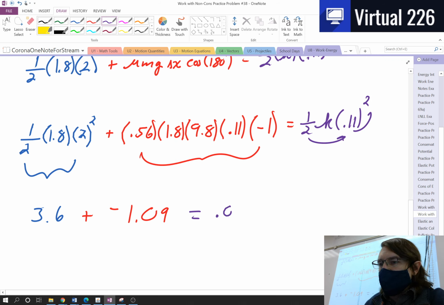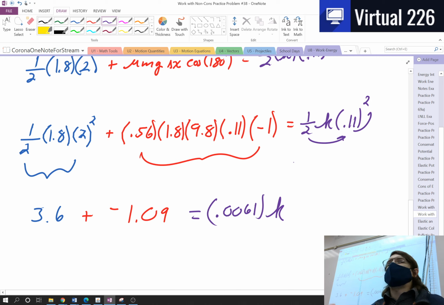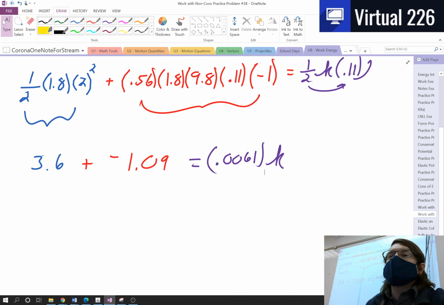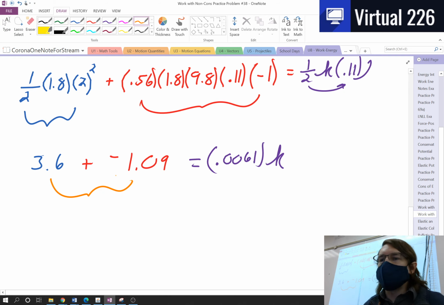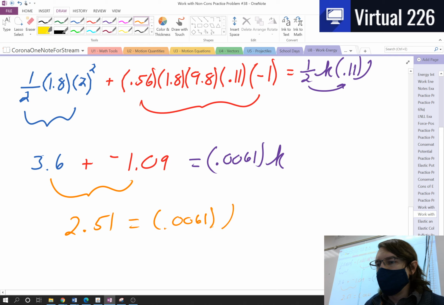So we'll call this 0.0061 K. So I've just kind of simplified and combined any numbers that I could together. And I guess in a way we're still doing that because these values need to go together. 3.6 minus 1.09 is going to equal 2.51. That's going to equal 0.0061 times K.